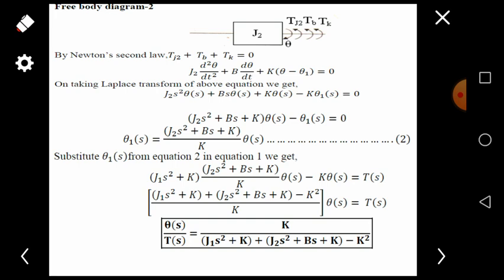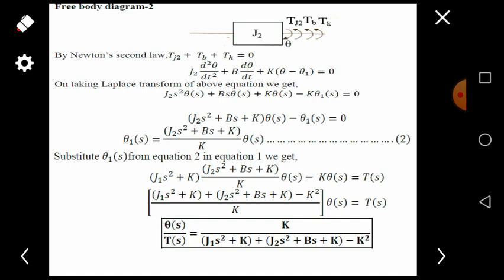From this we are going to calculate the value of theta 1 of s. If we take this term to the right hand side, we get the theta 1 of s value here. Substituting this theta 1 of s in the first equation that we obtained from mass 1, we get J1 s squared plus k into J2 s squared plus bs plus k divided by k into theta of s, minus k into theta of s equal T of s.